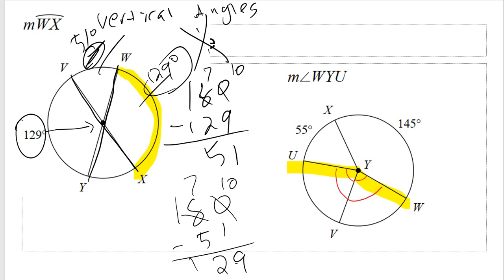Remember, I used vertical angles in my first explanation. I go from here to here, from here to here, and then from here to here. In my second explanation, I used the fact that diameters create 180 degrees. So that's why I went from here to here, and then here to here. You can use either definition.